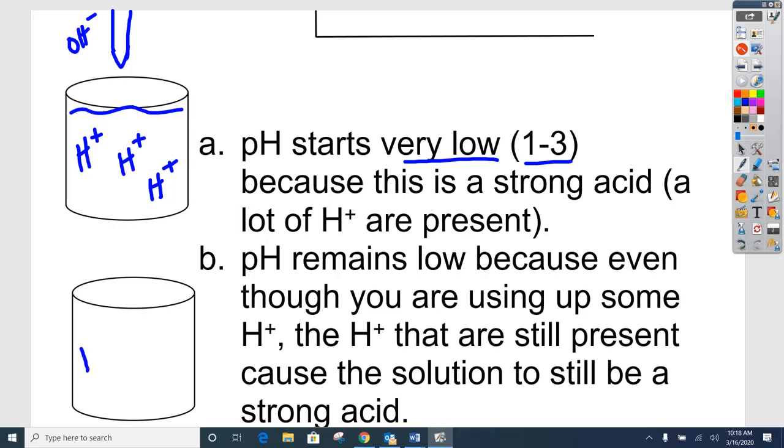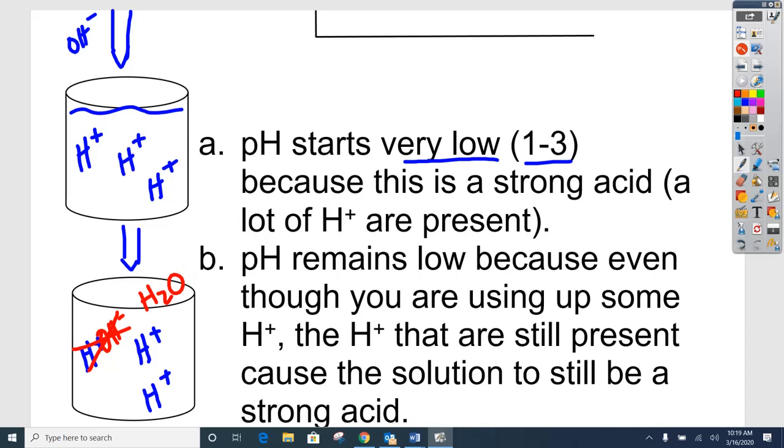Now, as I continue that titration, I'm going to redraw my 3 hydrogen ions, and now I'm going to add some hydroxide. I'm going to add 1 drop of hydroxide to this. According to my net ionic equation, the hydroxide will bond to the hydrogen to create water.